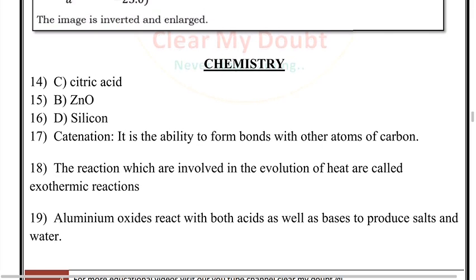Question number 19, aluminum oxide is called an amphoteric oxide. Why? Aluminum oxide reacts with both acids as well as bases to produce salts and water.